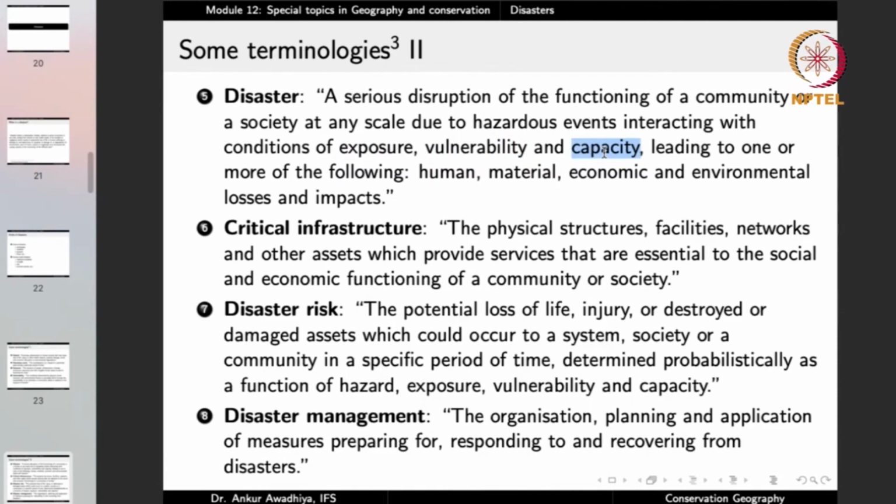Now, this definition is important because it also tells us how to reduce the disaster. You can increase the capacity, you can reduce the vulnerability, you can reduce the exposure, or you can make sure that the hazardous events do not happen.